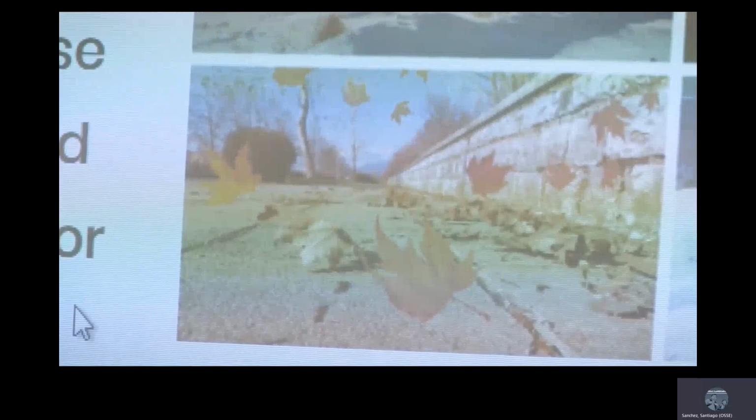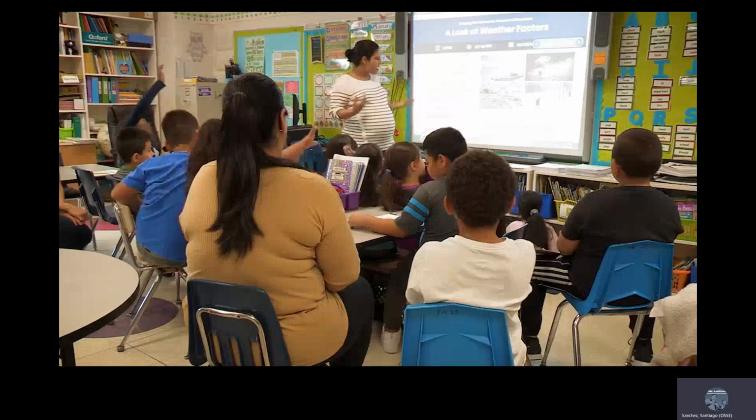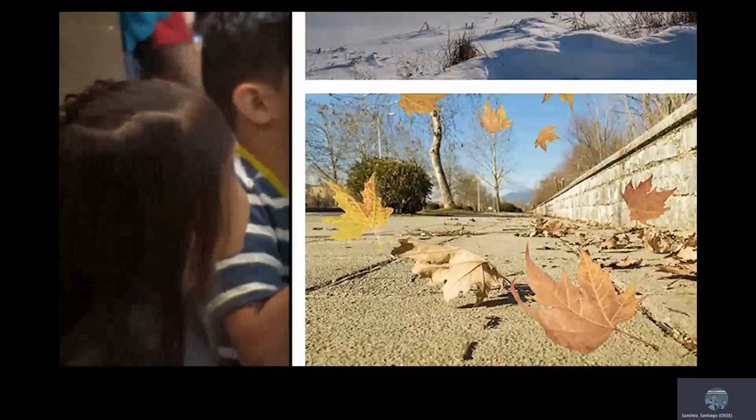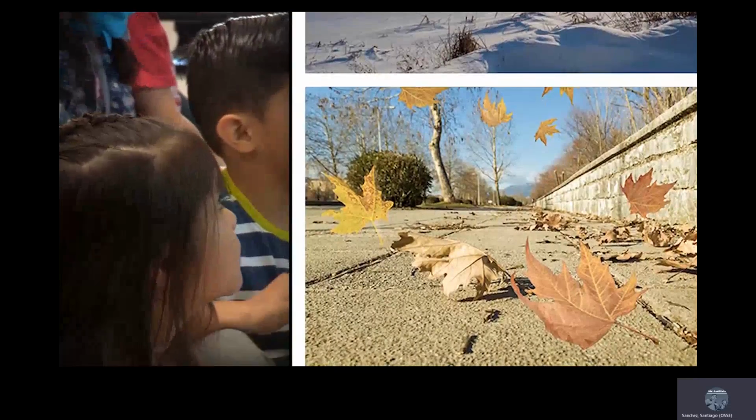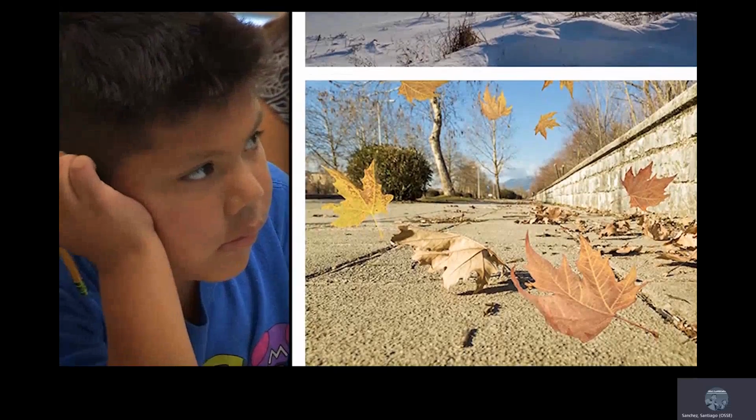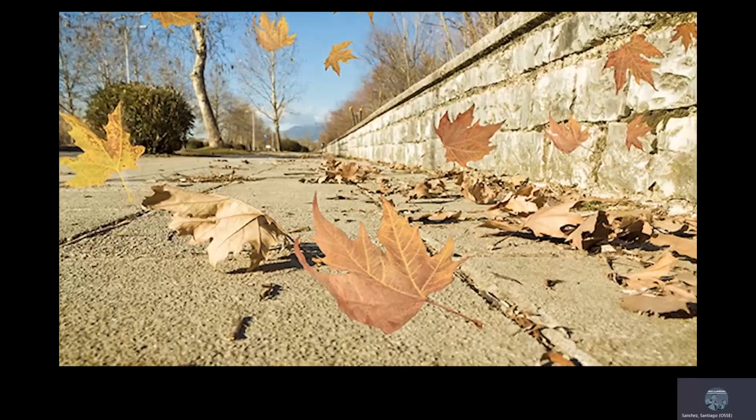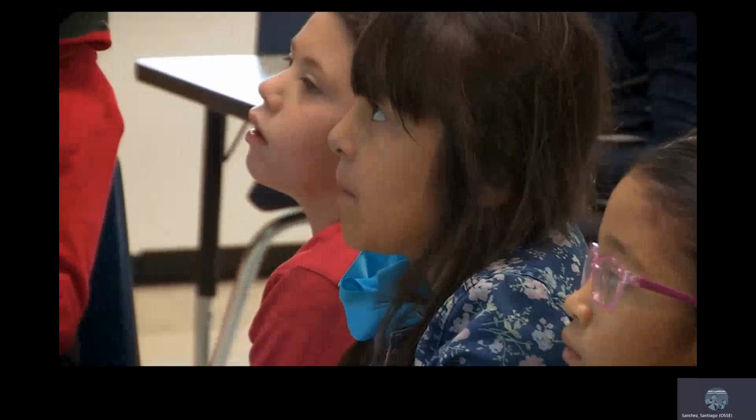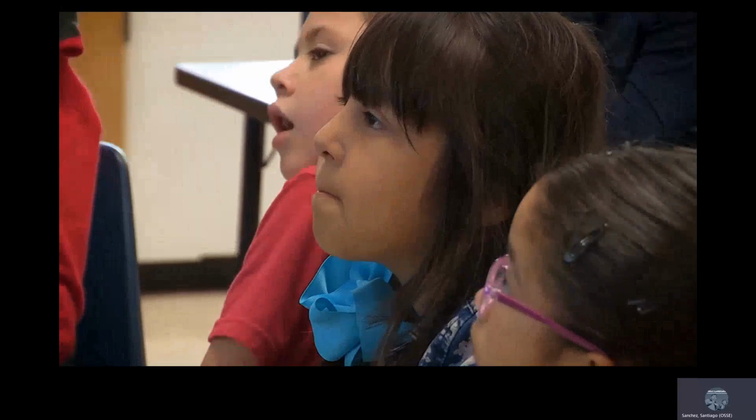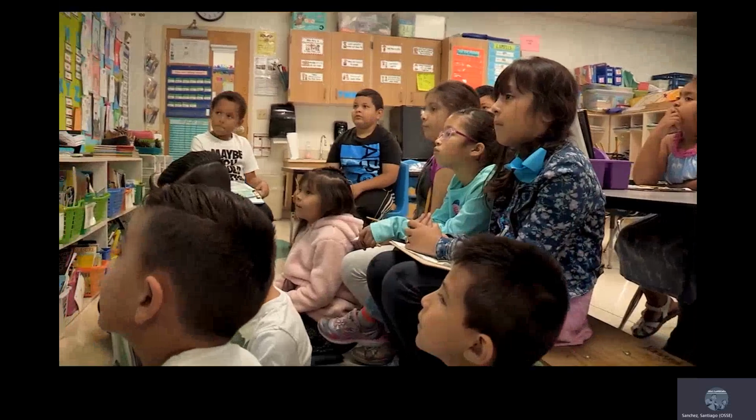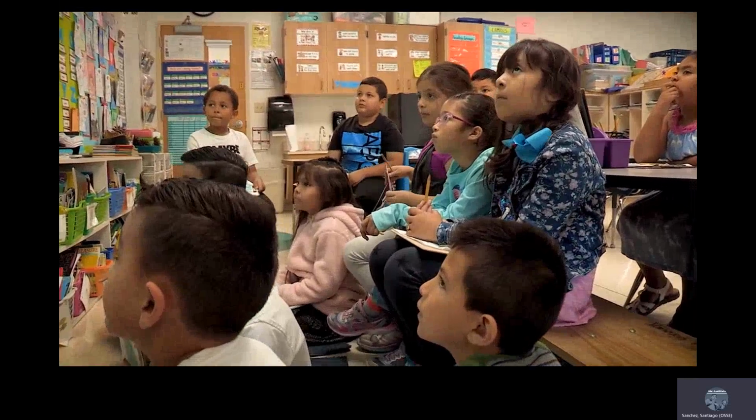So let's go over here. I wonder if you guys can see some factors of weather in here. The leaves are floating in the sky. And what could make leaves move? Wind. So do you now think that this picture shows wind? So ready? What does it look like outside when it's windy? We are gonna watch this video.